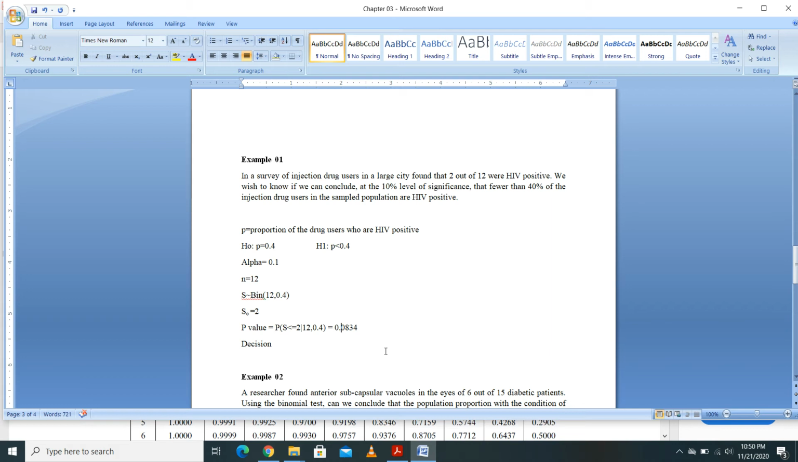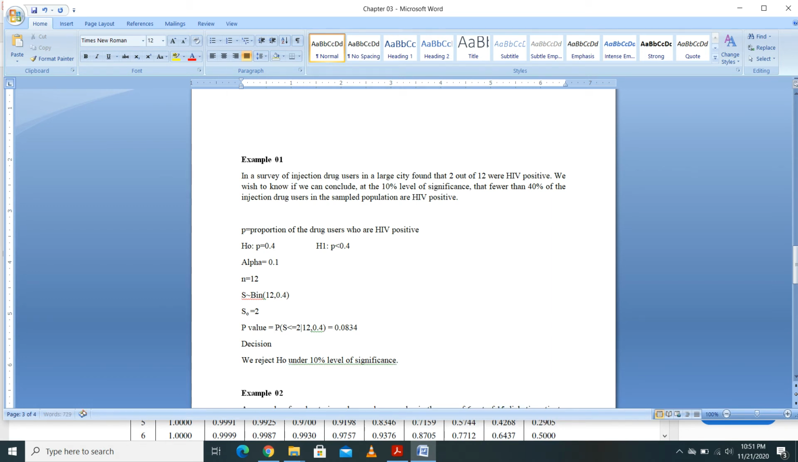So we can reject H naught. So what is our decision? We reject H naught under 10% level of significance. Right? So that is our decision. So if you reject H naught, that is our claim is true.